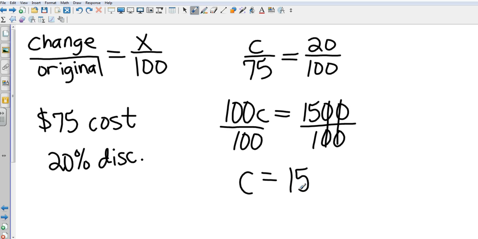So if it was $75 and it's discounted 20% and it's a $15 change, then that means we're going to pay $60. I find that by taking the original cost, subtracting the change, 75 minus 15. All right, so just watch the wording on that one. And we are done. That is Chapter 2, Section 7, Percent of Change.